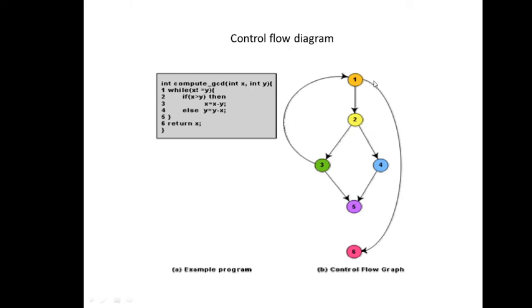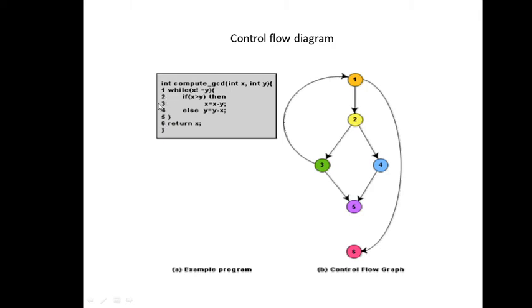I'll give you one example. Say I have a control flow graph. This is a control flow graph where we represent these statements as the nodes. Like I took the previous example here for computing the greatest common divisor, and I have numbered these statements, the logical part.